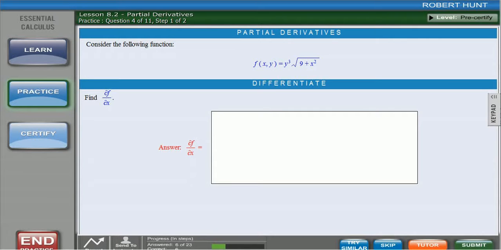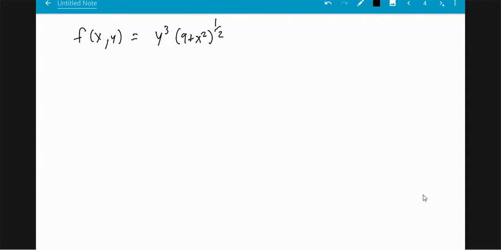Okay, something with a radical sign. Remember, in calculus, we basically don't like radical signs. So first thing you always do, if you have a radical sign, change it over to where you're using exponents. So instead of y cubed times the square root of 9 plus x squared, we can think of this as y cubed times 9 plus x squared, all raised to the 1/2. Square root's the same as raising to 1/2. Alright. And that's the way I have it written here.